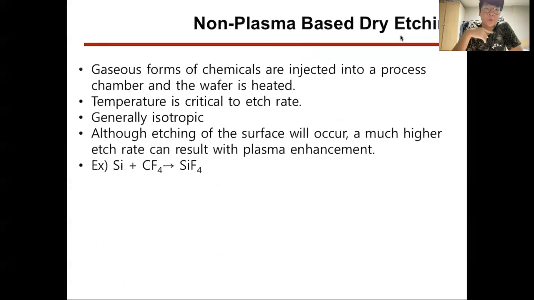Non-plasma based dry etching is similar to wet etching, but it uses gas reactions like here, CF4 molecules. It can also be used with plasma at the same time, and as the gas uses chemical reactions, it is generally isotropic.